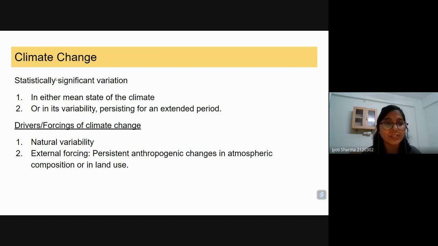So for climate change, there should be significant variation either in the mean state or in the variability, and this should persist for an extended period. Then only we will say the climate is changing. And what are the different forcings or drivers of climate change? We basically divide them into two parts. The first is natural variability and the second is external variability.